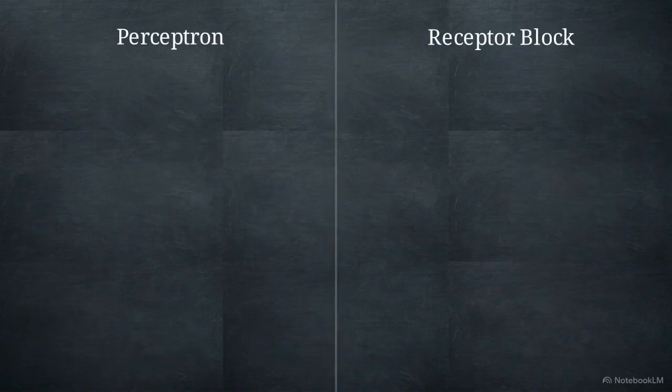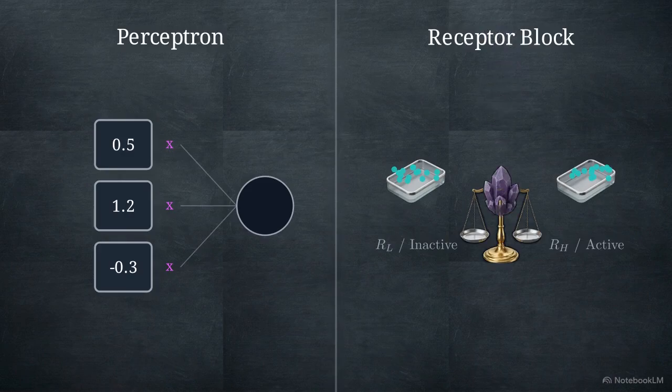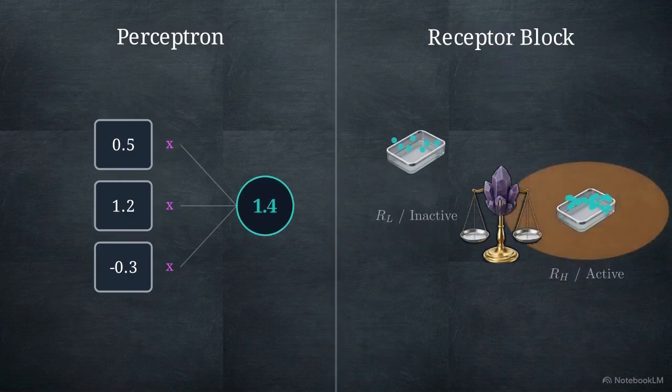Cellular receptors detect environmental changes through two-state thermodynamic equilibria. These receptors exist in a constant balance between a high-affinity active state and a low-affinity inactive state. Ligand binding perturbs this equilibrium, shifting the population density to create a biological consequence.